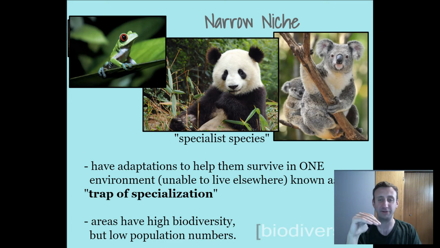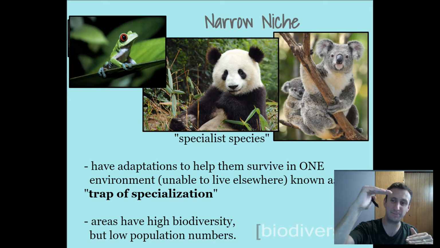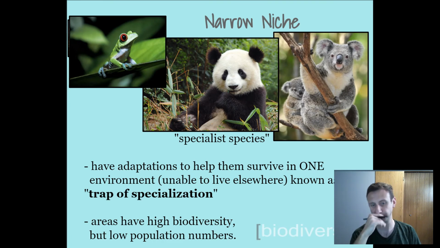We find specialists in areas that have very high biodiversity, and normally they have very small populations. So we have this interesting connection: if we have a large amount of biodiversity, then we have tons of species, but very small populations of those species. Where we have low amounts of biodiversity, we have very few species, but high numbers of those species, so large populations. All right, so that's a specialist.